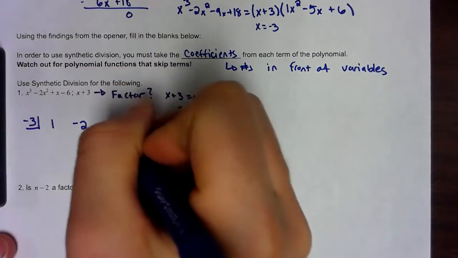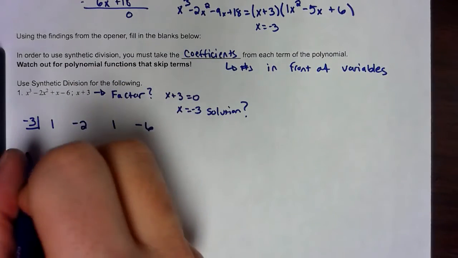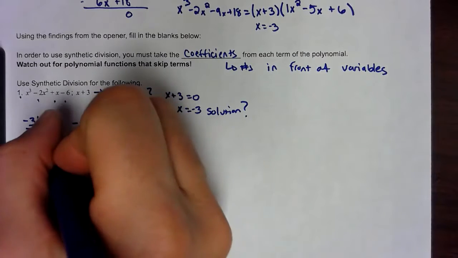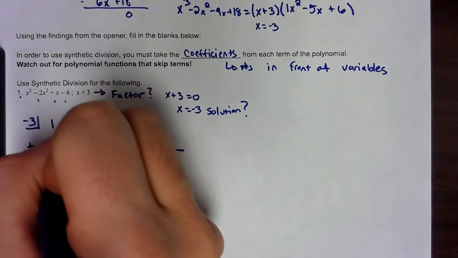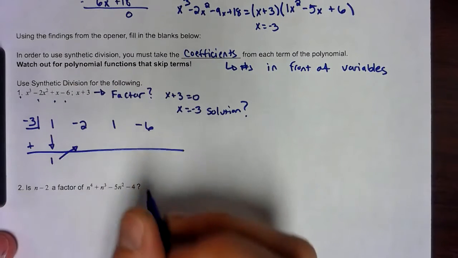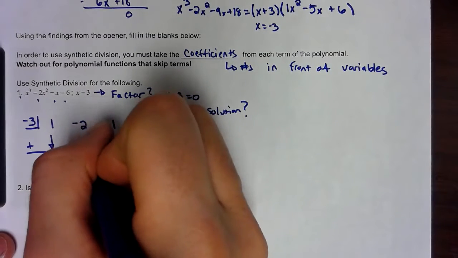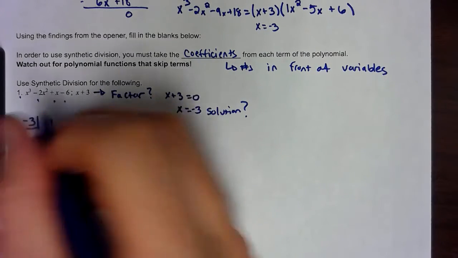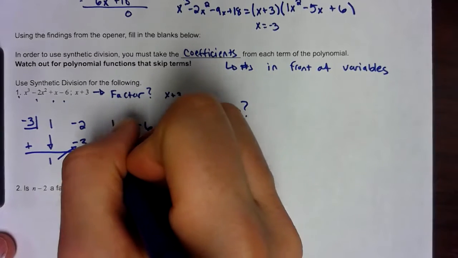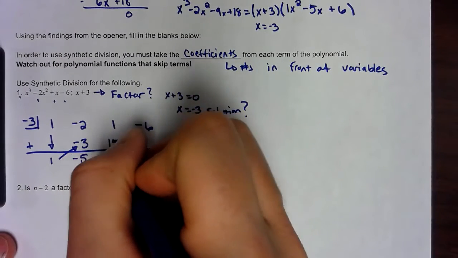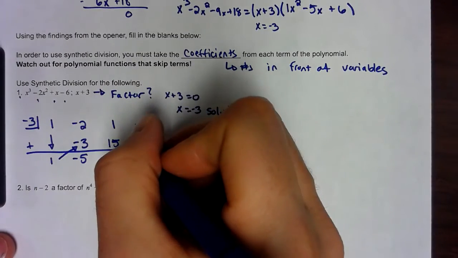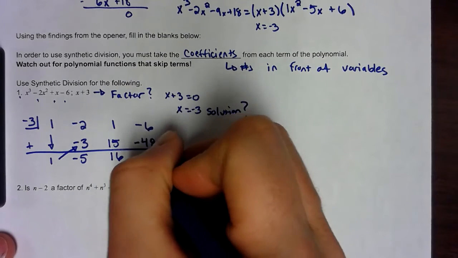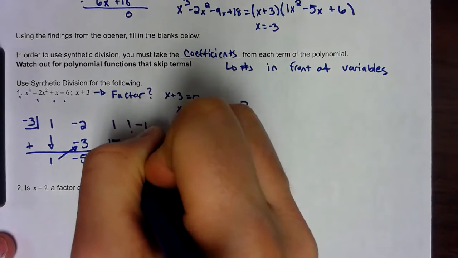1, -2, 1, -6. So all those coefficients, right? 1, -2, 1, -6. This is an addition line. We'll bring down that 1. And we'll take 1 times the number in the chair. 1 times -3 is -3. -2 minus 3 is -5. -5 times -3 is 15. 15 plus 1 is 16. 16 times -3 is -48. -6 minus 48 is -54, which is our remainder.